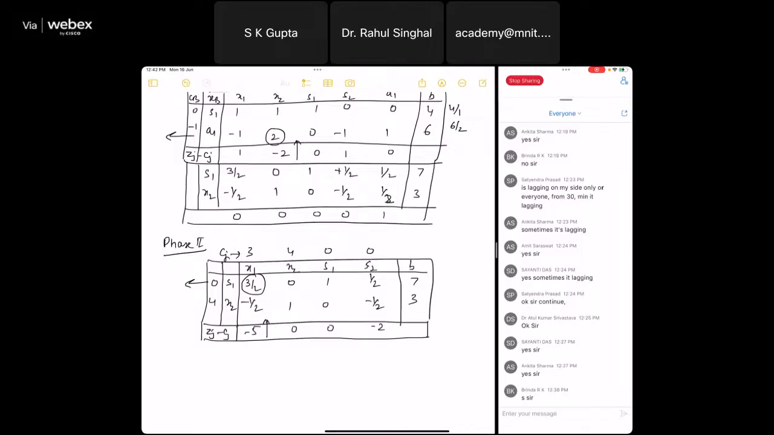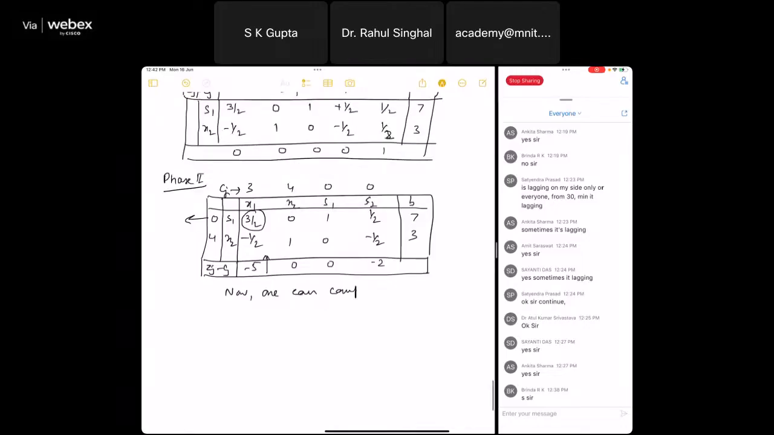Right, now one can complete the table, complete the simplex iterations, and find out the optimal solution.